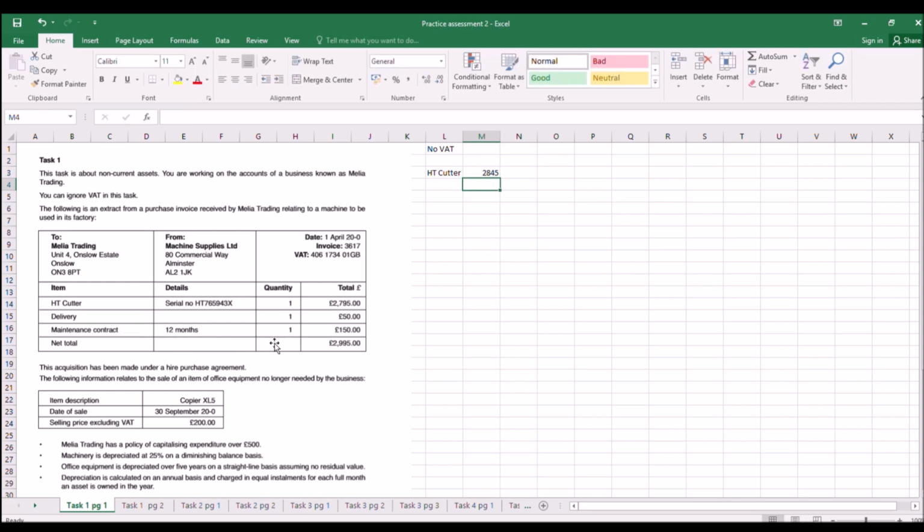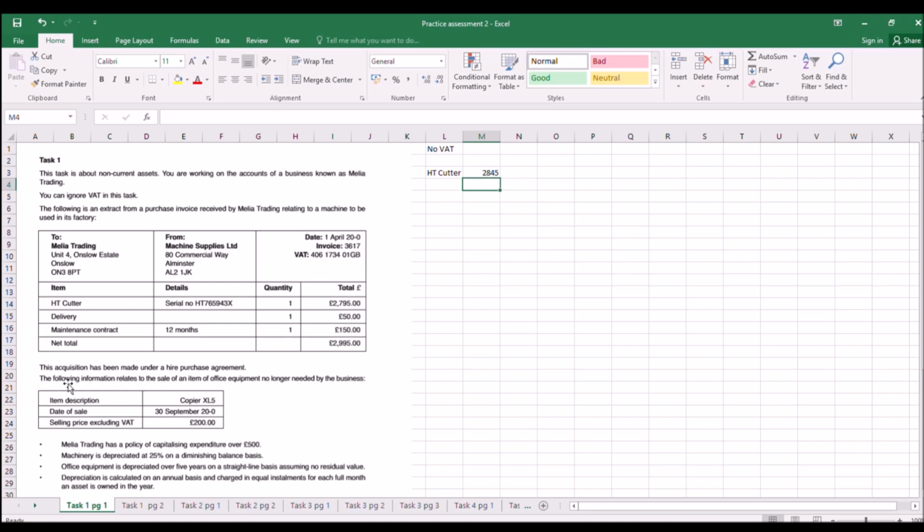Oh look, there we go. There's the maintenance contract. We could have gone for some HT cutter blades or something like that there, though. Instead of that, that's trying to trick us. That doesn't go into our costs. There we go. And there's our net total. No VAT in there. So that's going to be our cost in our fixed asset register.